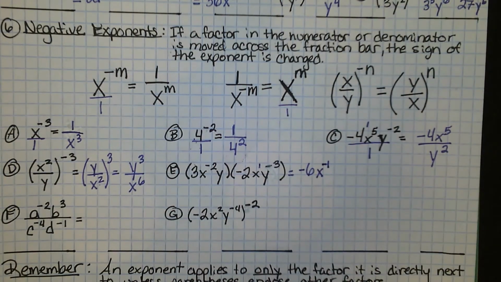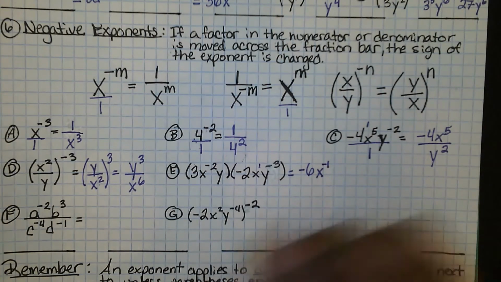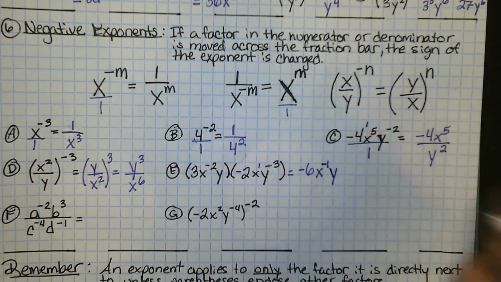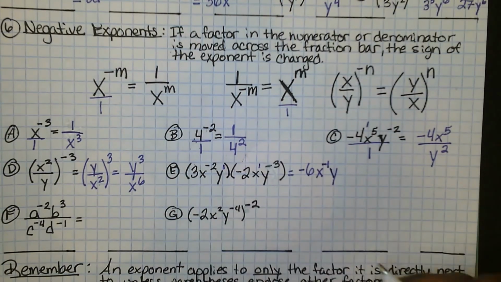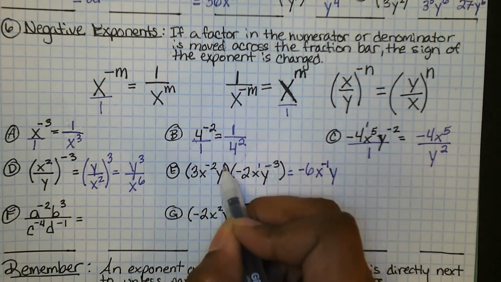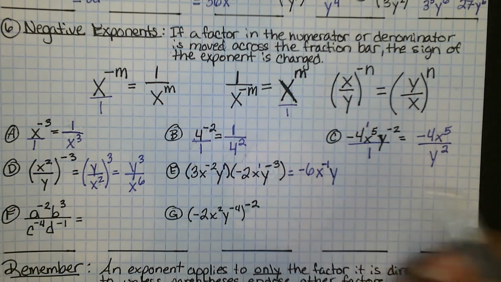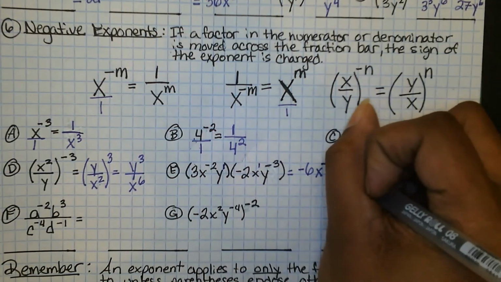Okay. And now we also need to take care of the y's. So I'm going to keep my y. And this y is raised to the 1st power. So this is technically y minus 3. And that leaves us with a negative 2.